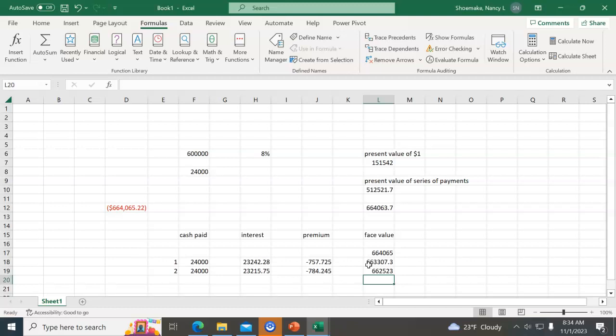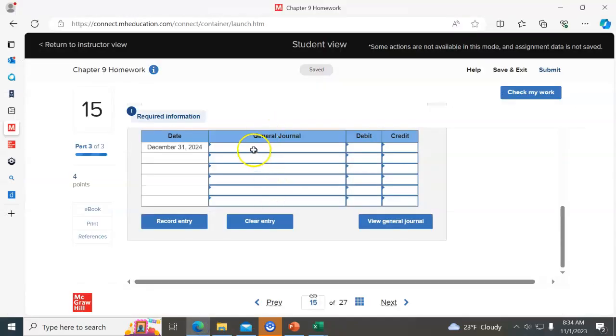Does that make sense? So for the second journal entry, 23,216 is the interest.